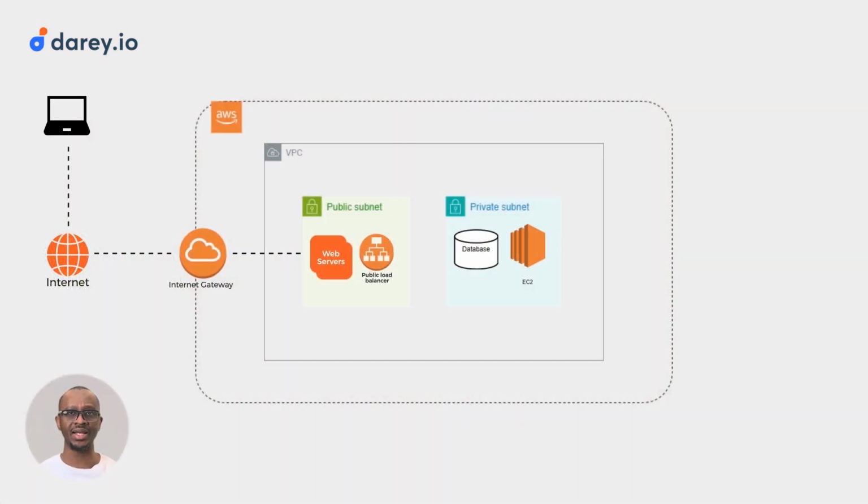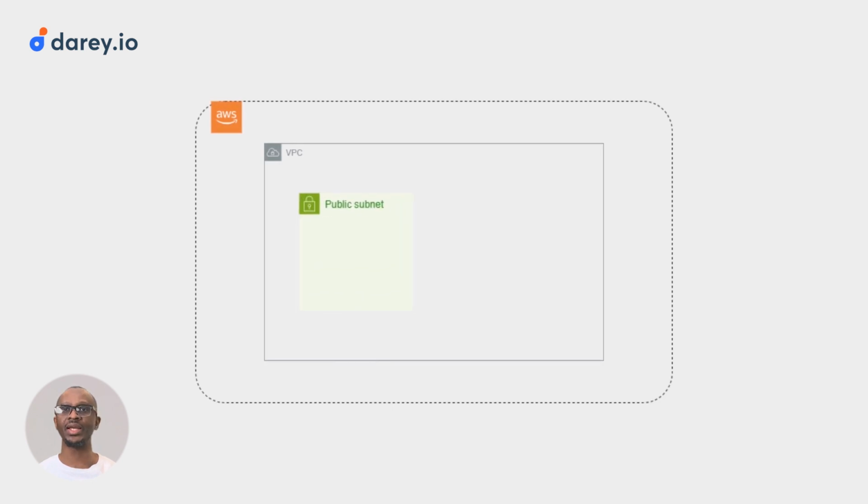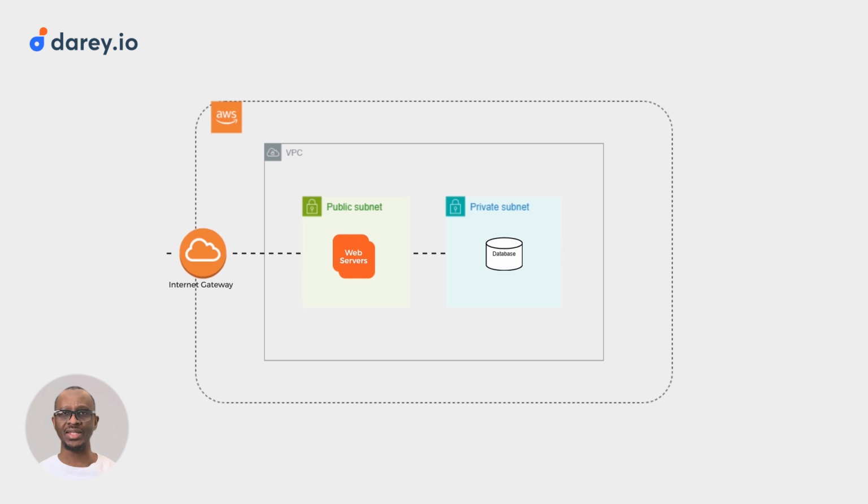Public and private subnets aren't separate entities. They work together to create secure and efficient cloud environments. Let's look at a real-world scenario. Imagine you're hosting a web application. The web server belongs in the public subnet, allowing customers to visit your website. The database belongs in the private subnet, where it remains protected but can still interact with the web server. This setup ensures that while users can access your website, sensitive data stays secure within the private subnet.